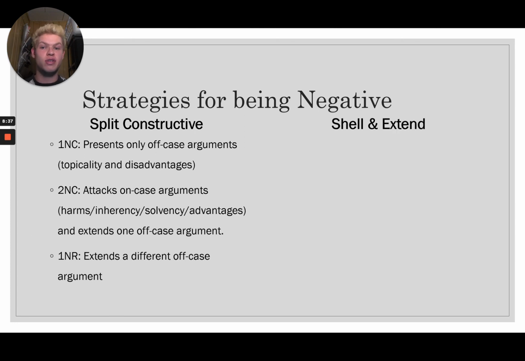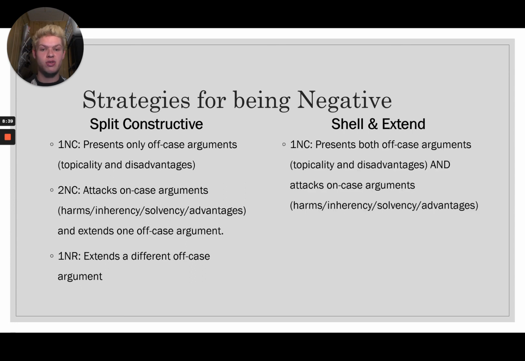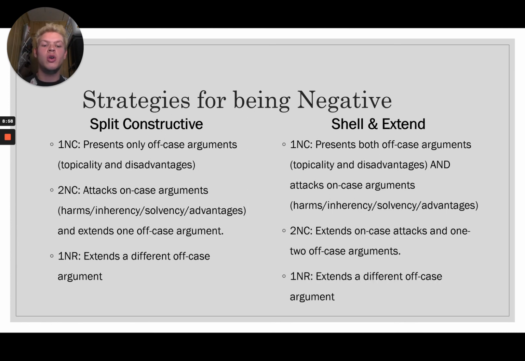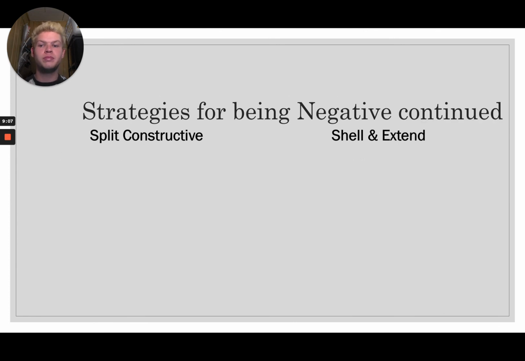The second strategy for being negative is called the shell and extend strategy. So in the first negative constructive, you would present both off-case arguments, so topicality and disadvantages, and you would attack on-case arguments, harms, inherency, solvency, advantages. Then the second negative constructive would extend some on-case attacks and then 1 or 2 off-case arguments, and the first negative rebuttal would extend a different off-case argument. So in the shell and extend method, you're not splitting the constructives, you're splitting the negative block, the 2NC and the 1NR.